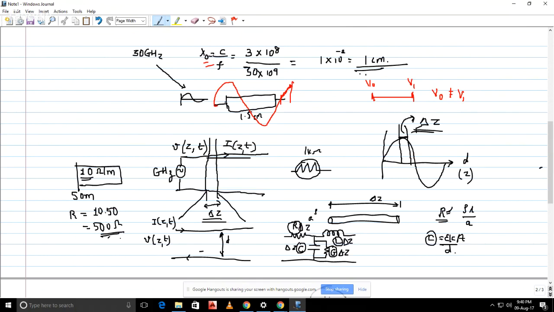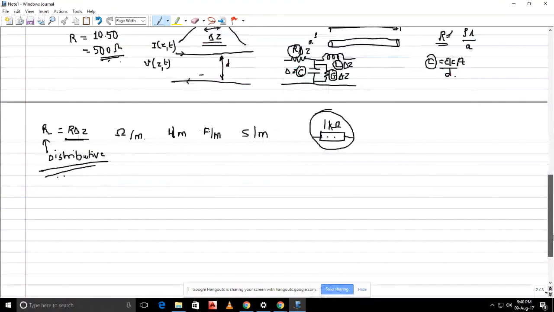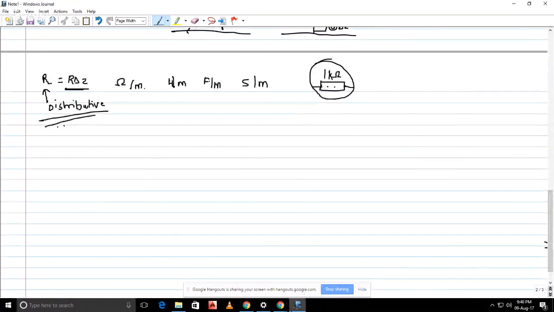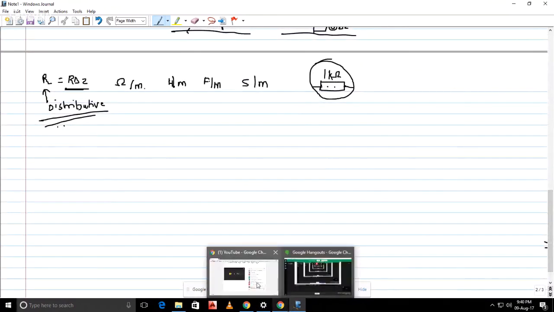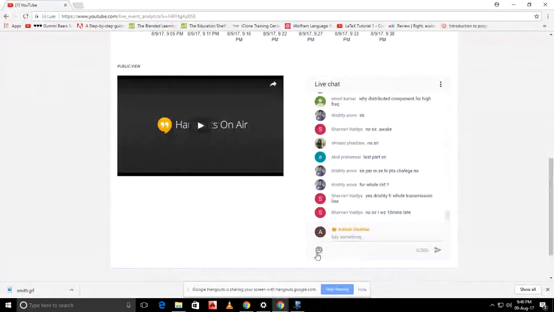So basically, when the wavelength becomes comparable, or the phase shift over the component size becomes very significant, and that happens only as the frequency increases, we need to go with the distributed element. The wavelength becomes comparable only as the frequency increases. That's why at high frequency we say that we have to go for distributed matching.